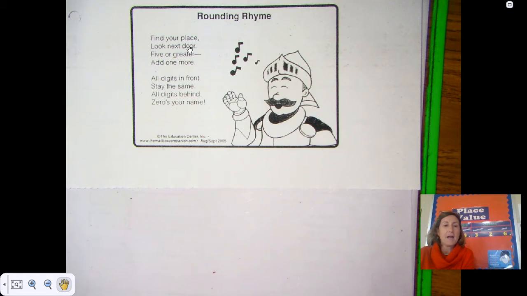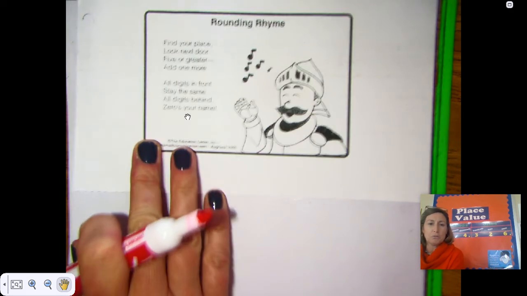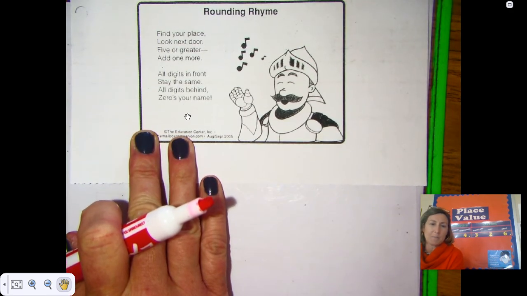Rounding rhyme. Find your place, look next door, 5 or greater, add one more. All the digits in the front stay the same. All the digits behind, 0 is your name. So what in the world does that mean? When we round a number, that means we want to get a number close to a certain place value spot.